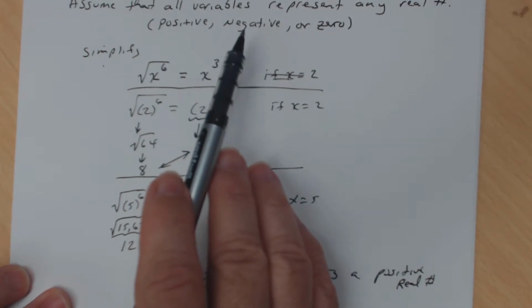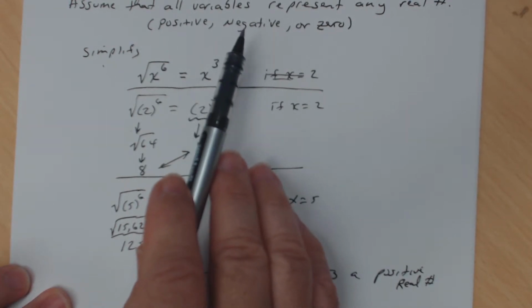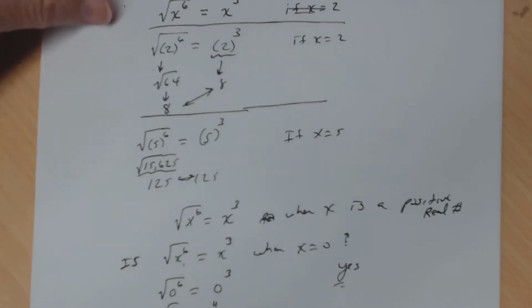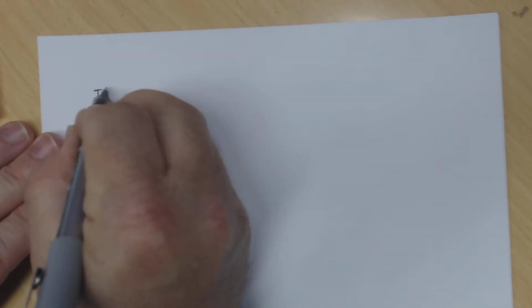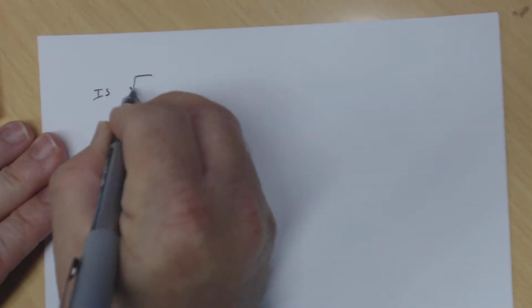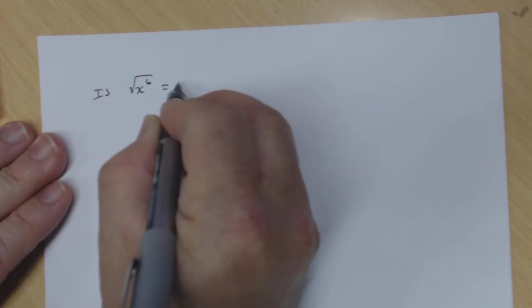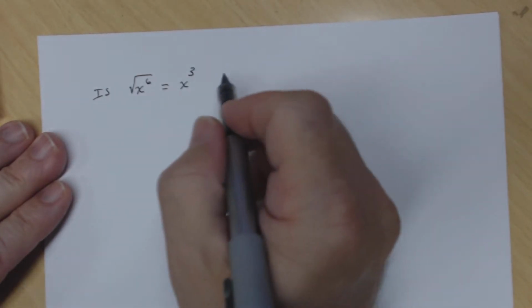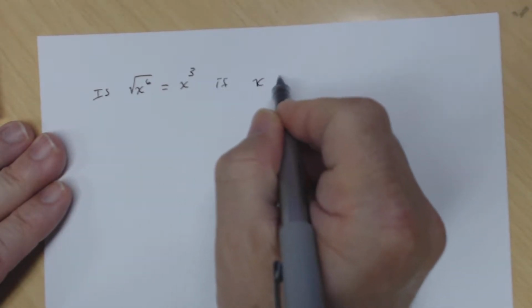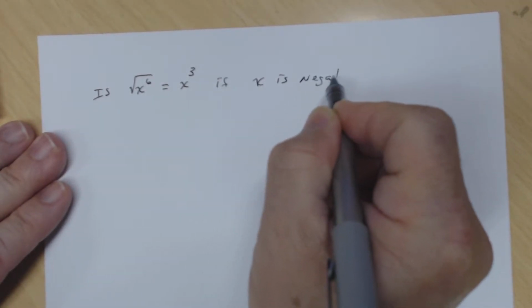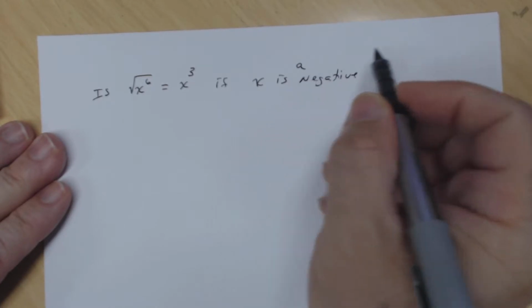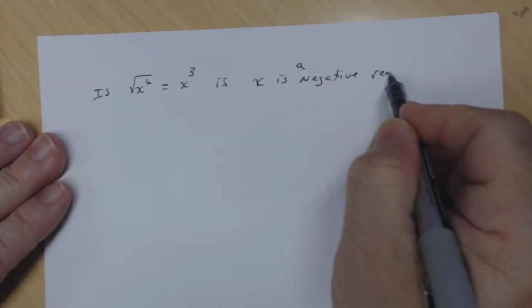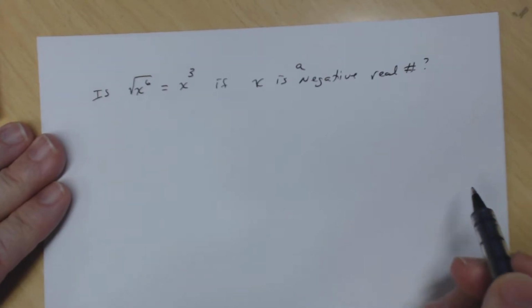So let's look at, is it going to be true if it's negative? So let's check the negative part. So the question is this now. Is the square root of x to the 6 going to equal x cubed if x is a negative real number? That's the question.